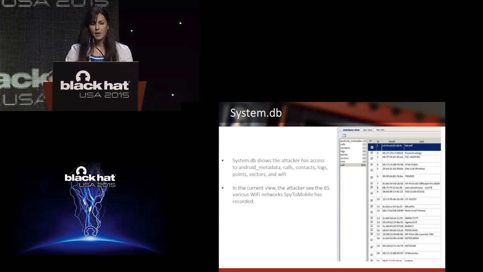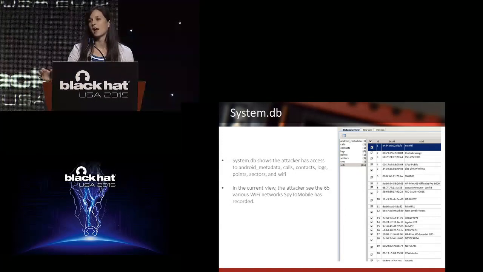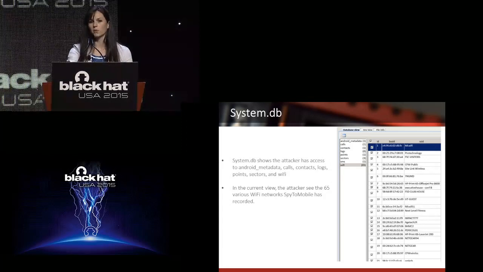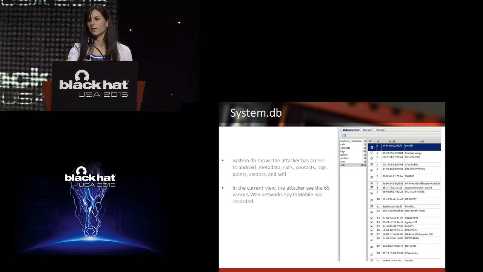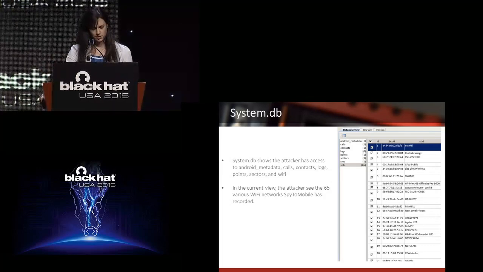So here's a screen cap of the system.db, and it shows what the attacker has access to. The metadata, the call logs, contacts, messages, and all the different Wi-Fi networks the phone had access to. So you can see that we just drove around and we touched 65 different wireless networks. Didn't connect to any of them, but Spy2 Mobile will just capture that. And it's a good way for an attacker to know where their victim is.